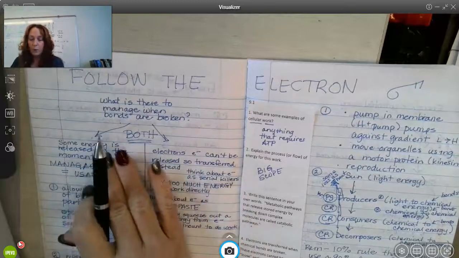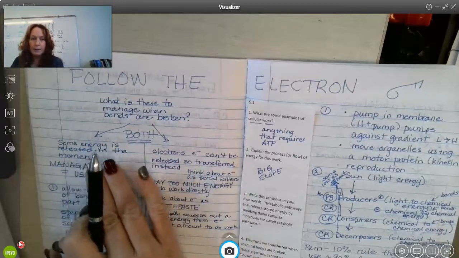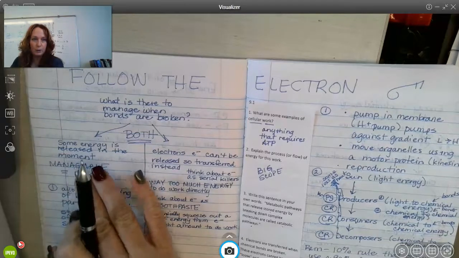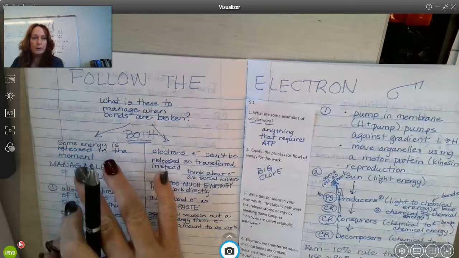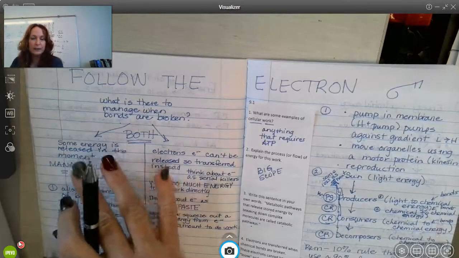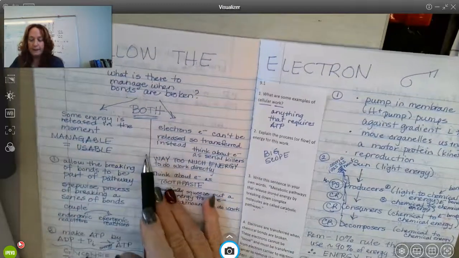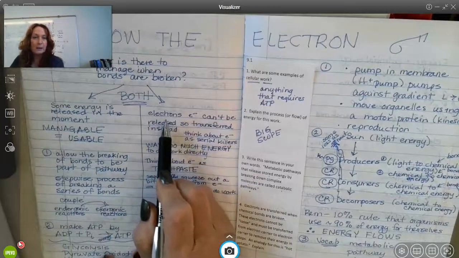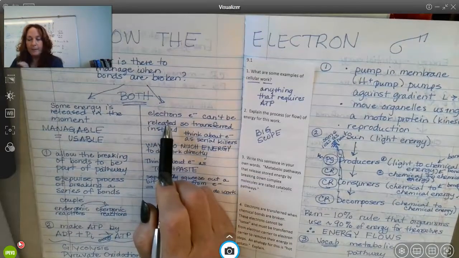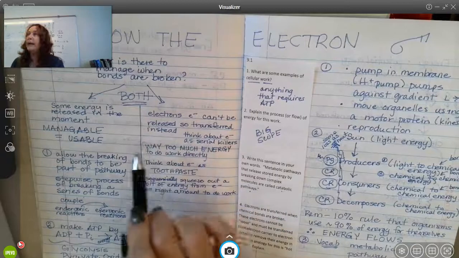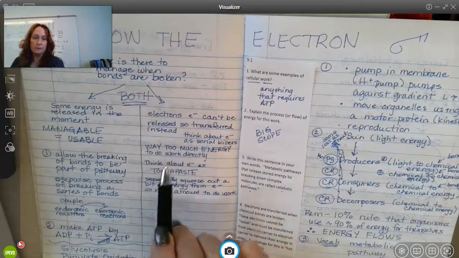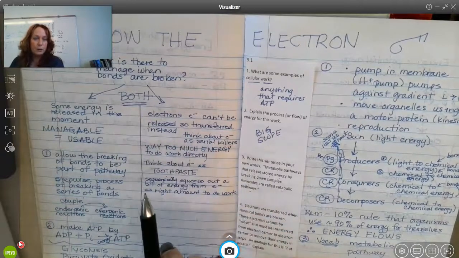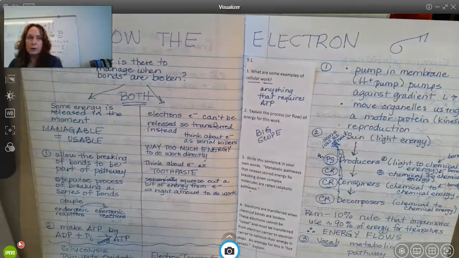One is this rearrangement of the atoms in the molecule into a more stable state, which will release some bond energy that's usable. But it also has electrons that came from that bond that have to be transferred, and they have energy that is not useful. It's not manageable. It's extreme.